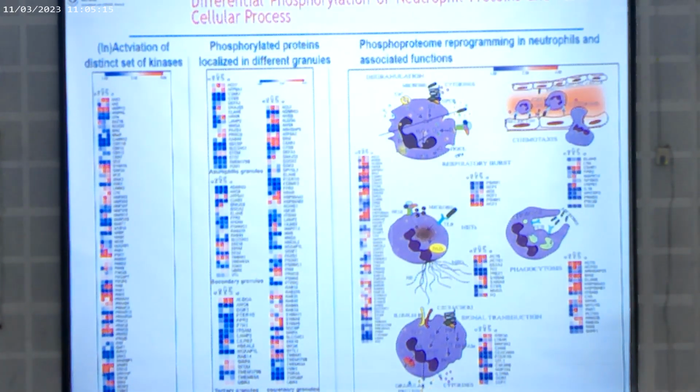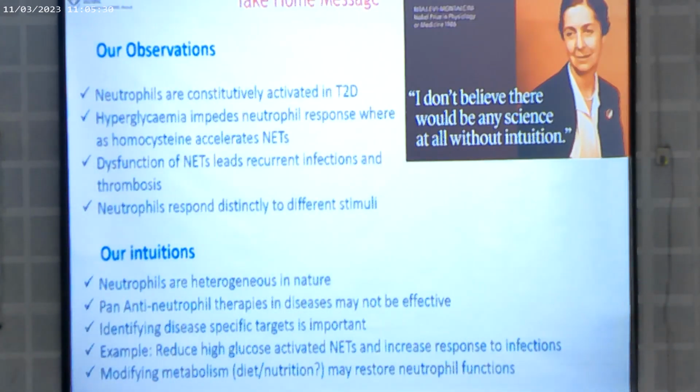So further, we attributed all of these phospho signatures to the functions of the neutrophils, that is respiratory burst, chemotaxis, phagocytosis. In all of this, they show commonality and also differences. What we are looking at is more the differences, to tailor neutrophil-mediated therapies. So with this quote of the Nobel laureate in physiology, I would end my talk.